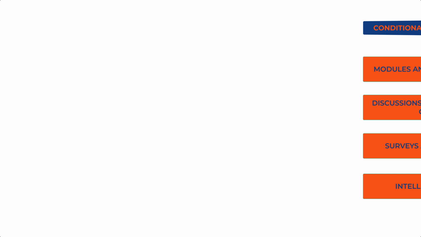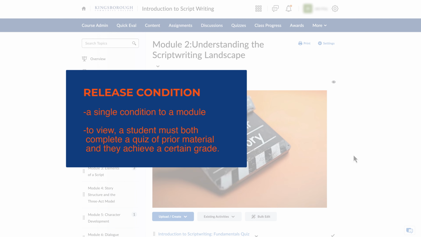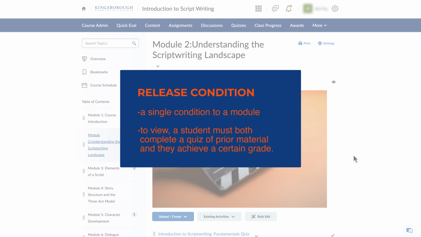Let's add a release condition rule to content in a new module. In this example, we'll add a single condition to a module that will allow a student to view new content when they have completed a quiz of prior material and they achieve a certain grade.